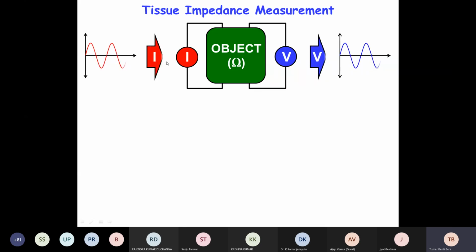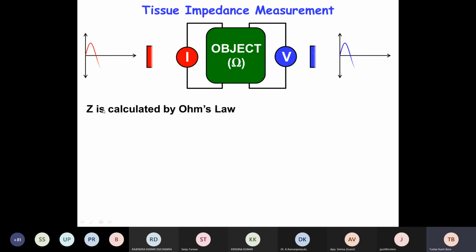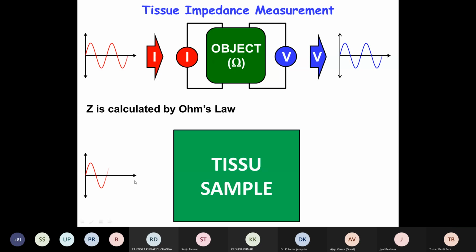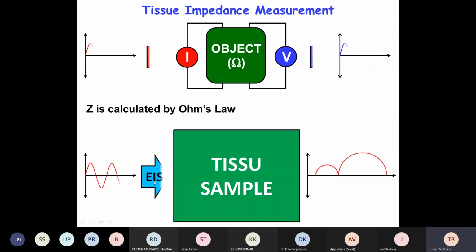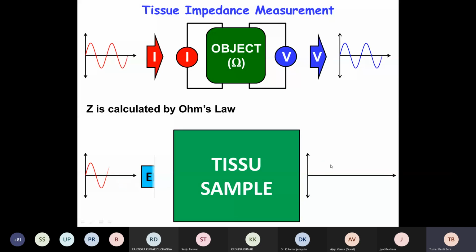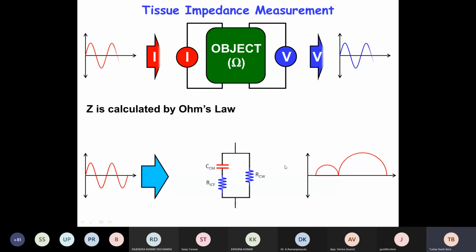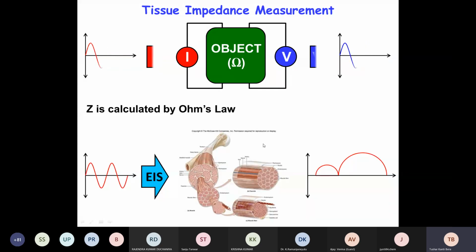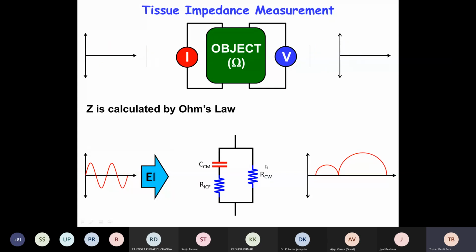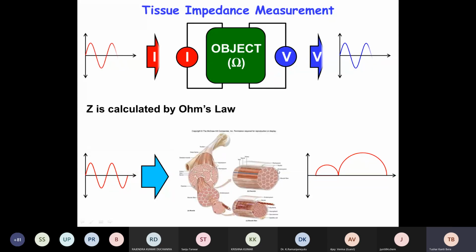So what is the summary of electrical impedance spectroscopy? We inject the current, and Z is calculated by Ohm's law. If we inject the current and change the frequency, that is, if we do EIS, we get the impedance spectra, known as a Nyquist plot, and by analyzing that spectra we get the equivalent circuit. With the help of the equivalent circuit and circuit parameters, we will be able to detect the tissue or tissue health. This is the key point of electrical impedance spectroscopy applied in the biological field.